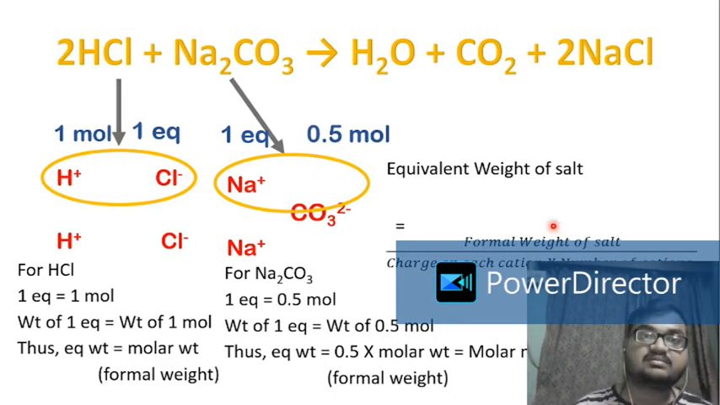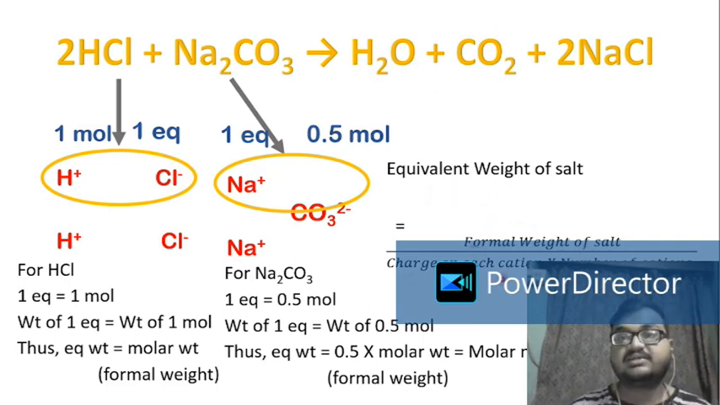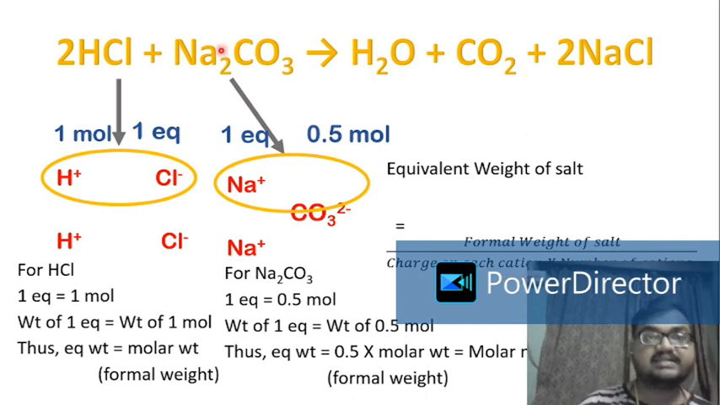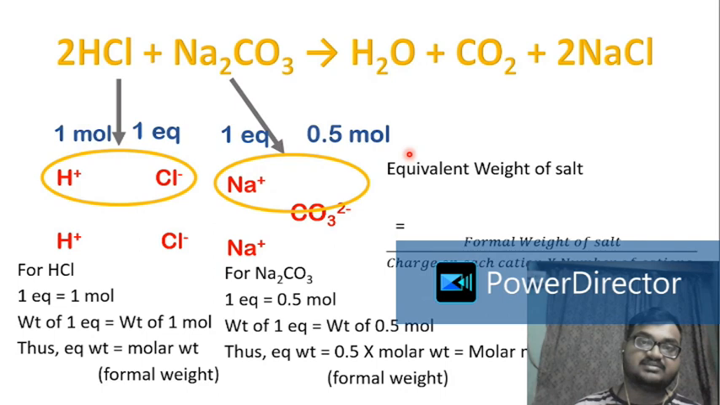So here we have taken the case of salt. For a salt, it is formula weight of salt divided by the charge on each cation times the number of cations. For example, here is Na2, so there are 2 Na, each has 1 plus, so 1 into number of cations 2, so here it will be 2. And if there are 2 calcium ions, it will be 2 into 2, 4.